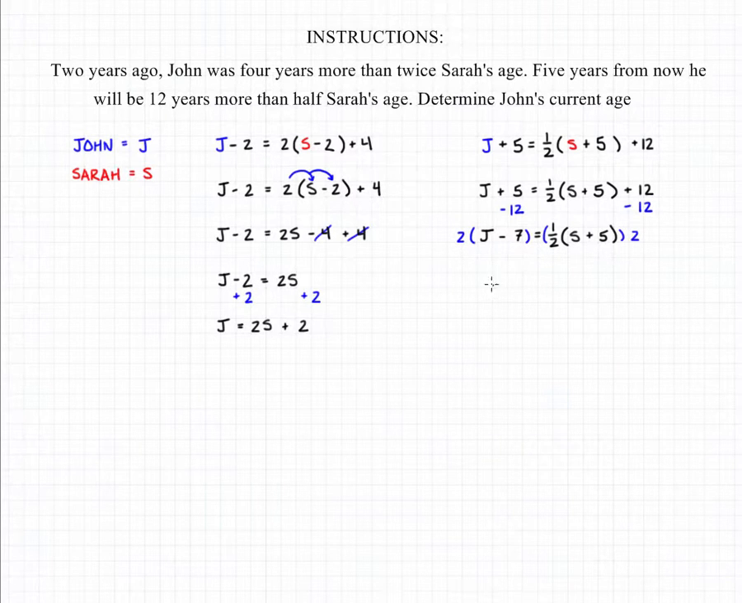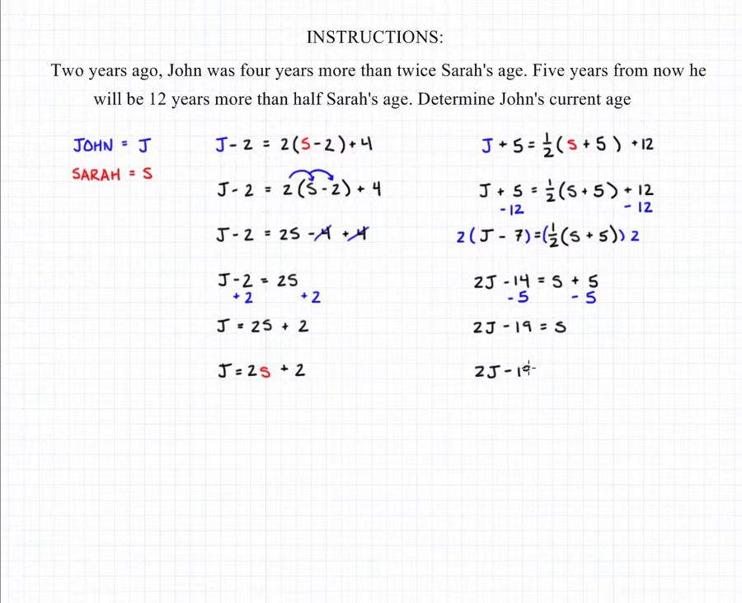This is going to give us 2J minus 14 is equal to S plus 5. And now if we subtract 5 from both sides of the equation, we'll end up with 2J minus 19 equals S. So in our first equation, we solved it for J, which means we have a variable S in it that we could plug in if we just knew what S equaled. And we solved our second equation for S, so we know we can plug in 2J minus 19 wherever we see S, and that's what we're going to do.